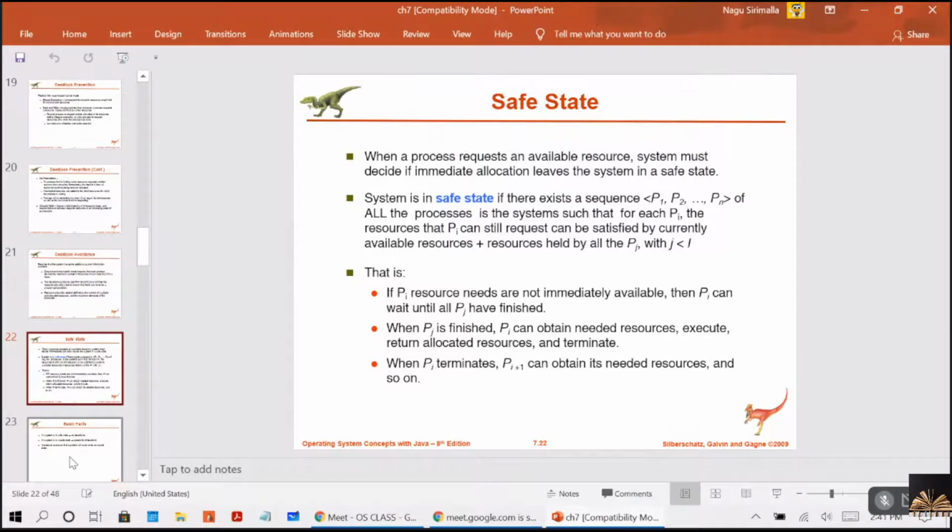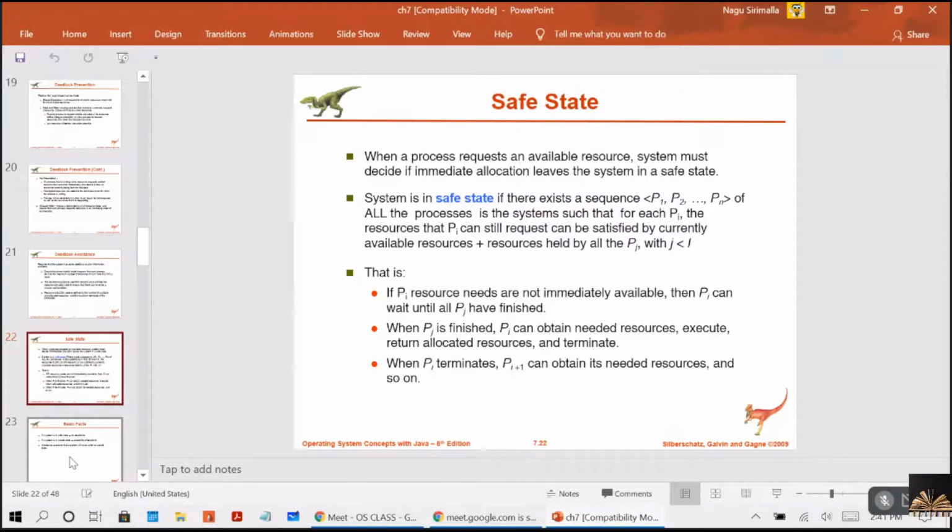That means if the process is requesting resources, by allocating the maximum number of resources to the process, and we can make sure that the deadlock is not happening, that state is called safe state. You're getting me? The process is requesting 10 resources, but at maximum we can allocate 6 resources and we can make sure the deadlock is not happening.